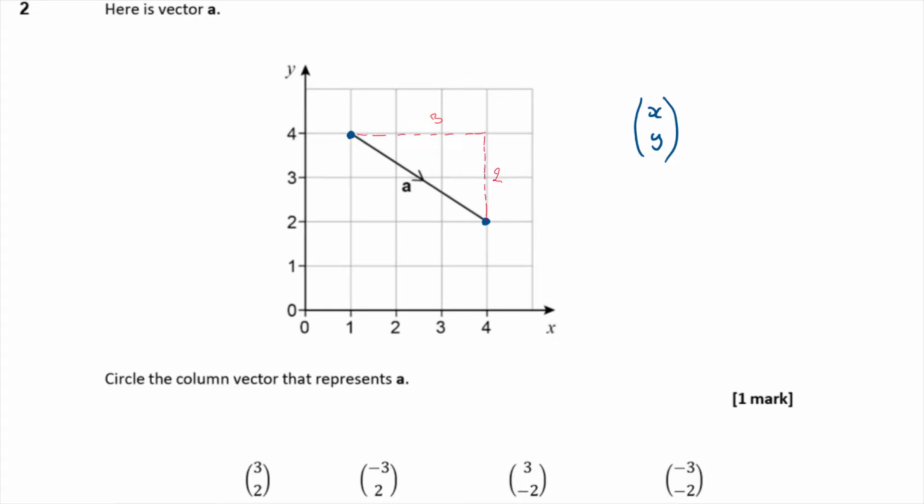Now that's 2 units, but it's 2 units down, so that's considered to be -2. So this particular vector is going to be 3 where the x goes and -2 where the y goes. So it's that one there.